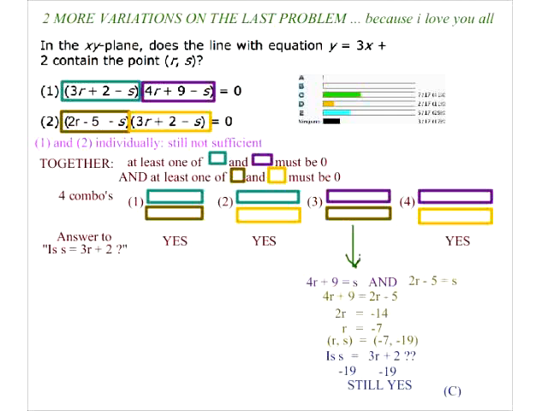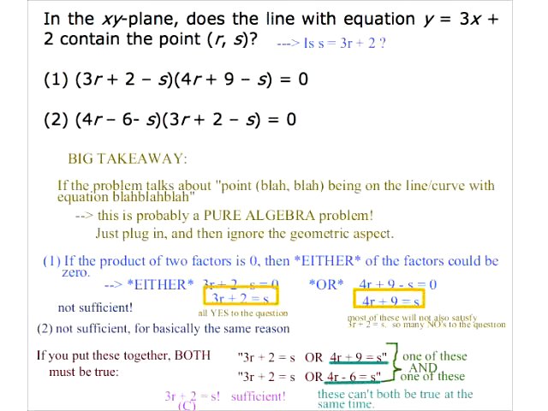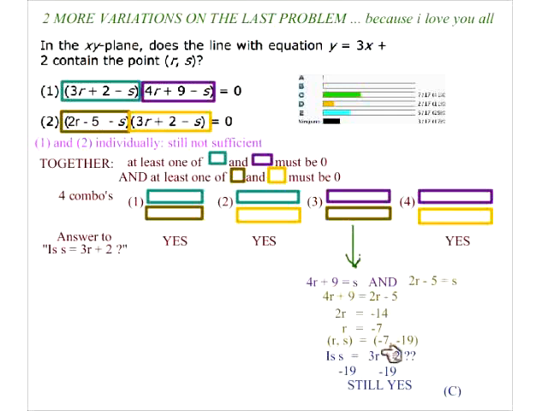Questions about that? So, notice this was a non-issue in the previous problem. You could not put this together because 4R plus 9 can't equal 4R minus 6. Those are 15 apart. But in this one, you have to consider the case where this works. But freakishly, this still works out to be the same.